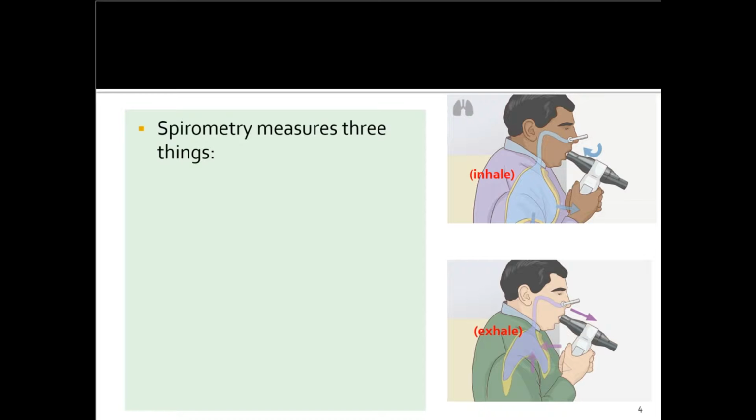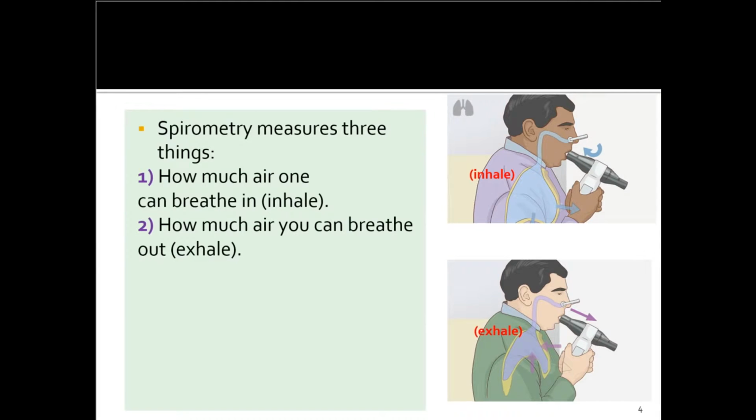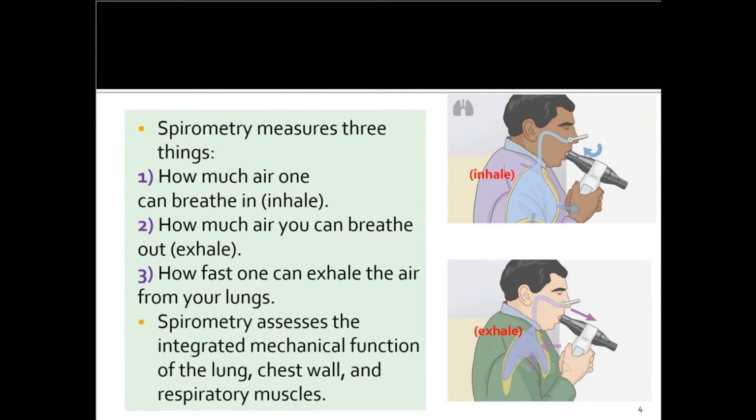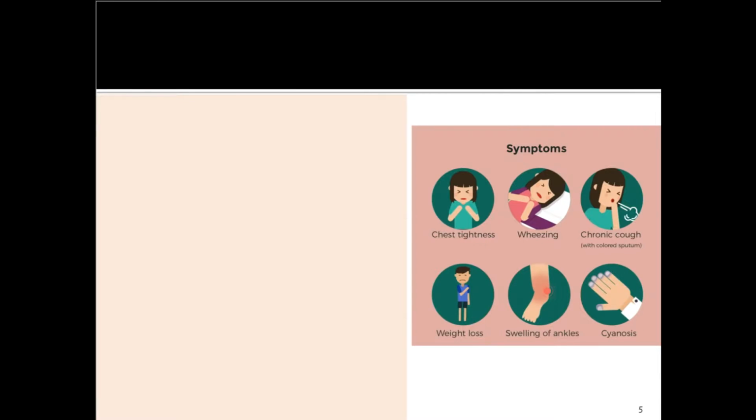Spirometry measures three things. 1. How much air one can breathe in, inhale. 2. How much air you can breathe out, exhale. 3. How fast one can exhale the air from your lungs. Spirometry assesses the integrated mechanical function of the lung, chest wall, and respiratory muscles.